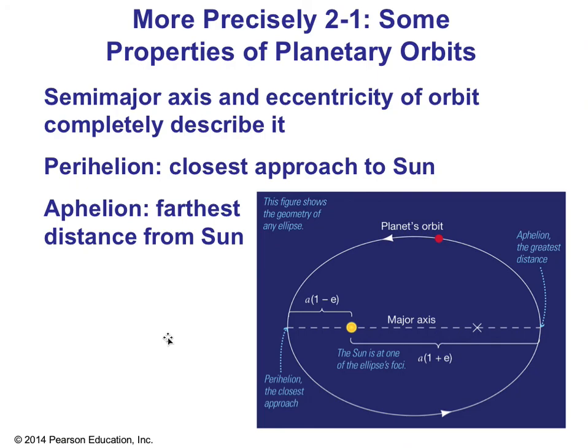So here is just a bonus slide for you. However, it has two very important terms on it that you will need to be familiar with. Perihelion is the location of a planet when it is closest to the Sun. Aphelion is when the planet is farthest away from the Sun. Because again, the orbits are not perfect circles, so at some point the planet is going to be closer to the Sun than at others.